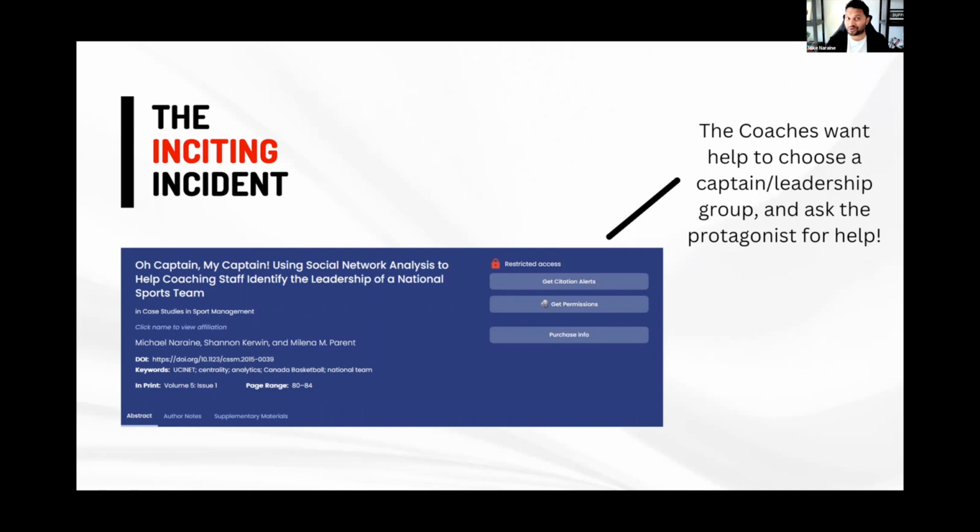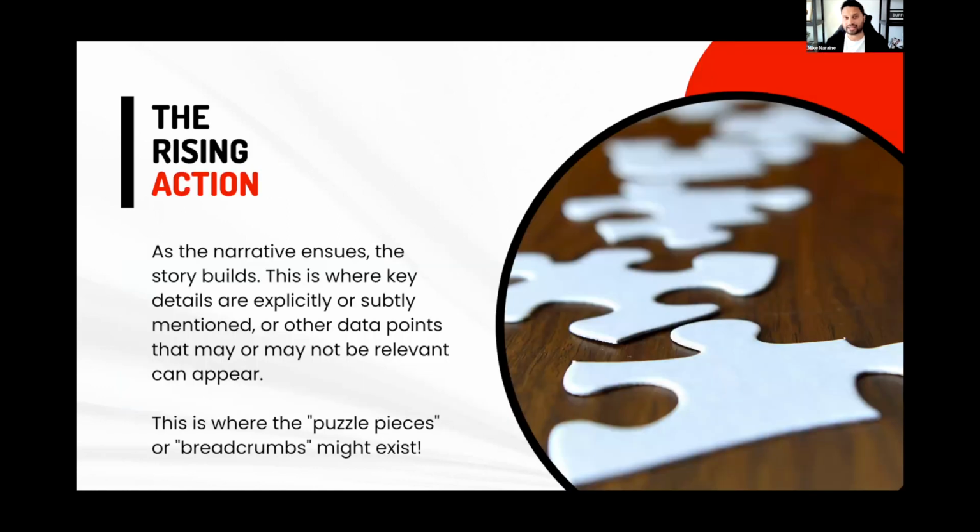And that leads us into our third stage, which is the rising action. As the narrative ensues, the story builds. This is where key details are explicitly or subtly mentioned, or other data points may or may not appear. And those data points may or may not be relevant, but they are data points that exist and that are introduced in this rising action period.